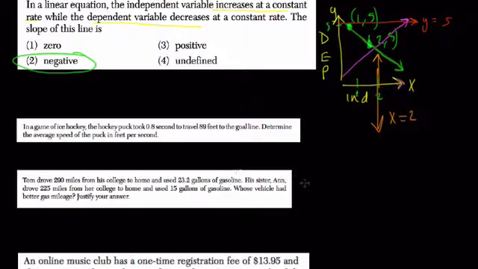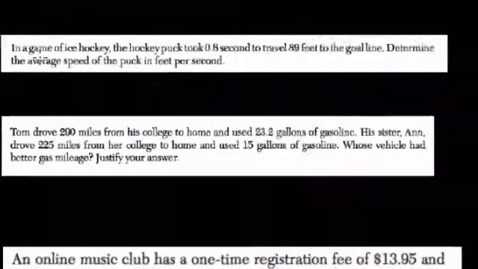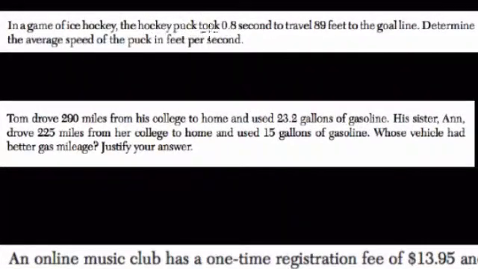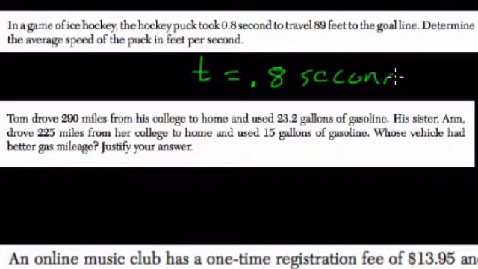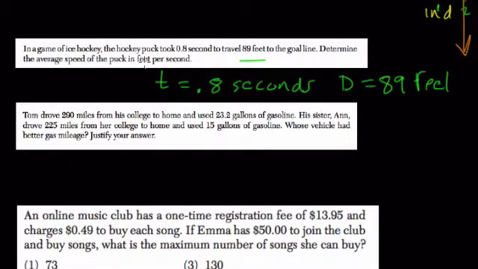Okay, this next one is hard to read. I'll read it for you. In a game of ice hockey, the hockey puck took 0.8 seconds, so t equals 0.8 seconds, to travel 89 feet, so distance is 89 feet. Determine the average speed in feet per second.